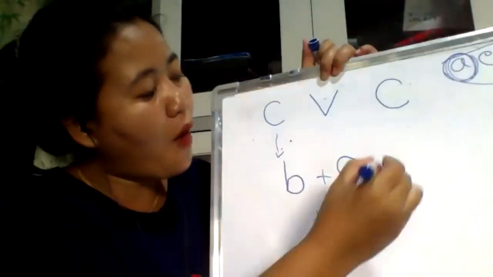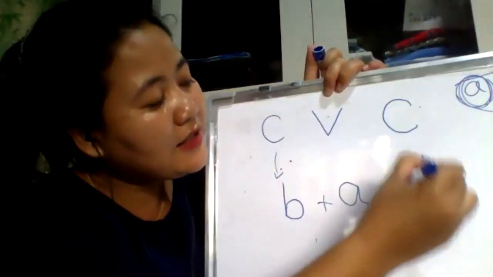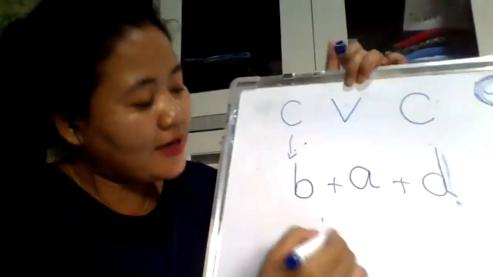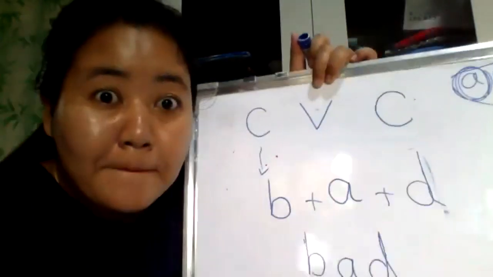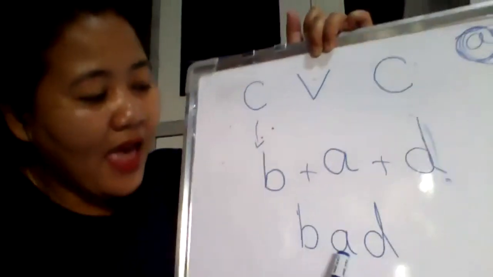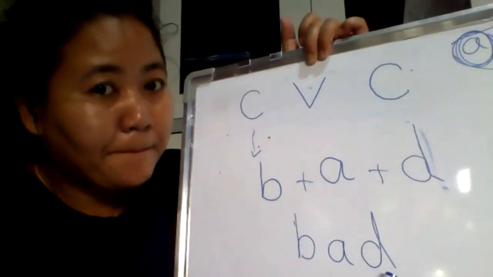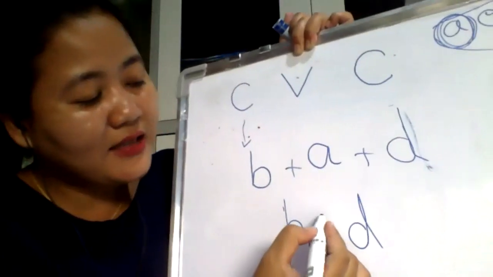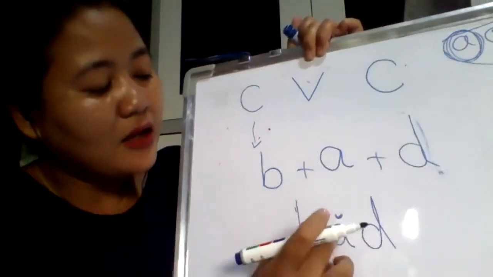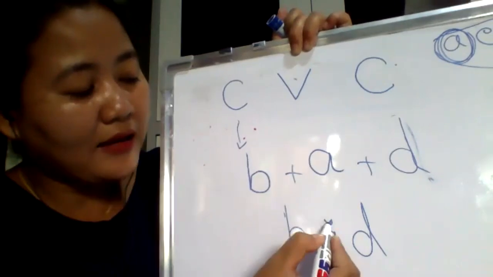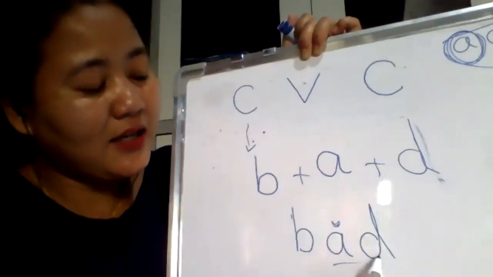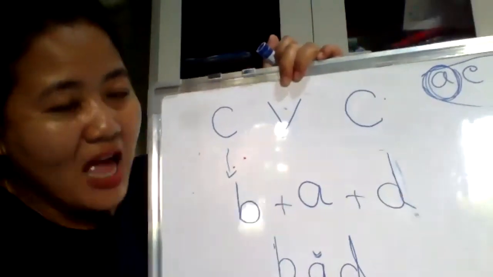Okay, now let me add one more consonant. What is the sound? Da. Yeah, this sound. Da. All together. Ba. Bad. All right. Yeah, bad. See? Ba. Eh. D. Bad. It is a short vowel, so this is the sign for short A, because otherwise there are long A's too. If you see the smiling lips, this is the short sign. A is A, D is D, B is B, all together B, A, D.